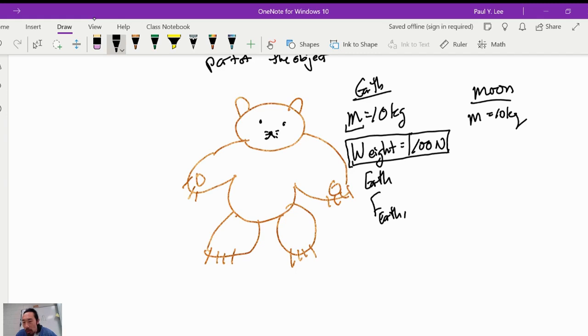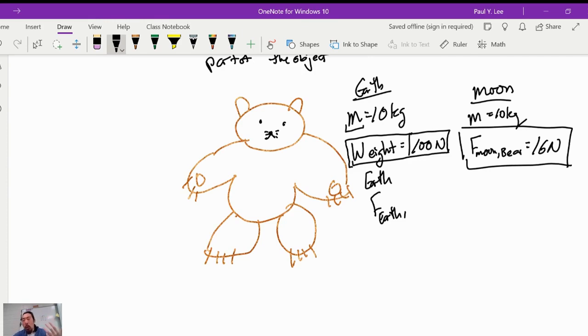But look what happens here. The weight, the force of the moon acting on the bear, is not 100. It'll be more like 16 newtons. So the weight of the bear changes on the moon because the force of the moon acting on the bear is less than the force of the Earth acting on the bear. The Earth will pull on the bear more than the moon.